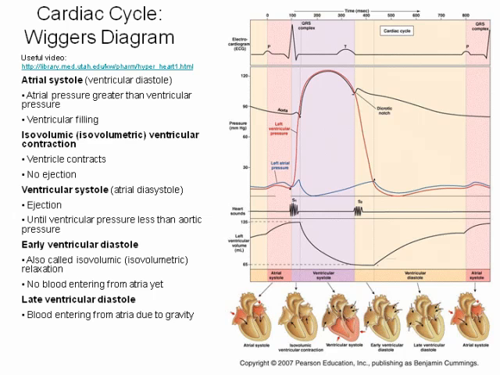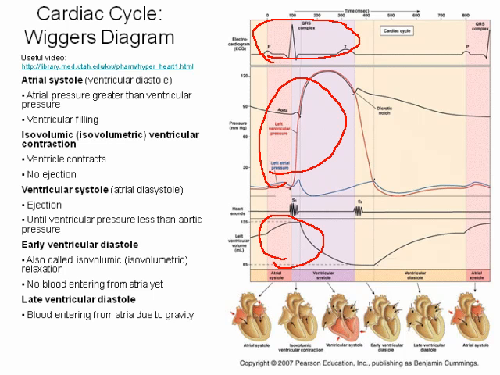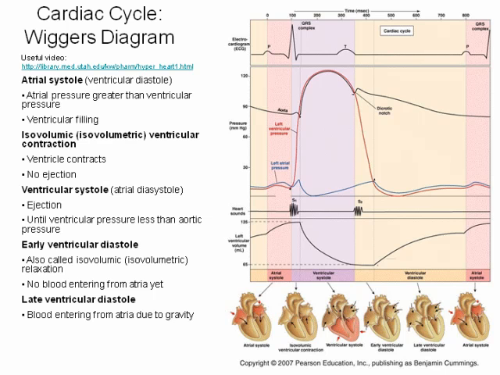So the value of the Wiggers diagram is to look at all of the different events, the electrical events, the mechanical events, the changes in volume, the changes in pressure in the different chambers of the heart that are going on at the same time. And it helps to illustrate the movement of blood from chamber to chamber. So this is something that you really should study very thoroughly. I don't want to say commit it to memory. It's hard to memorize a diagram.